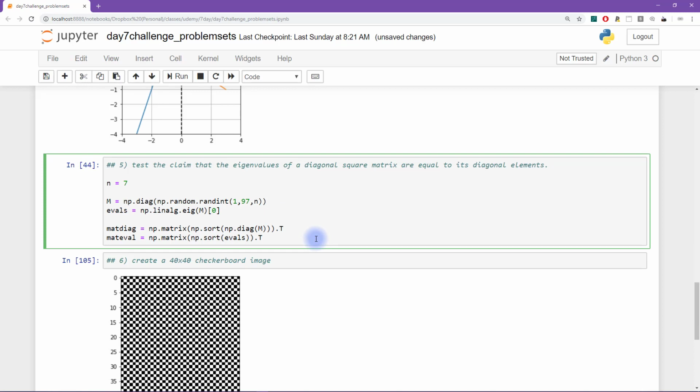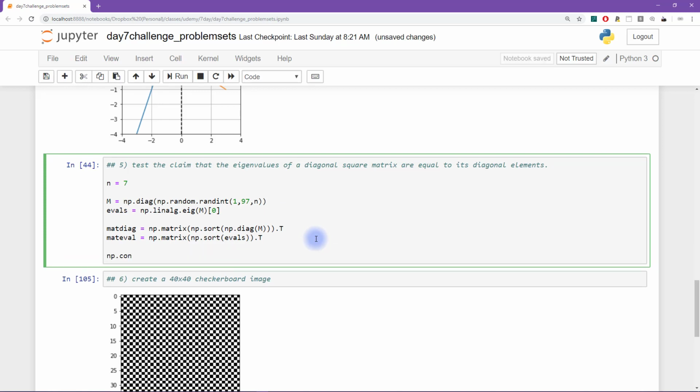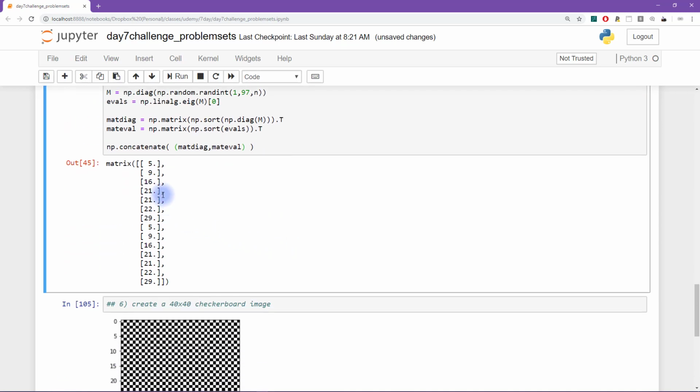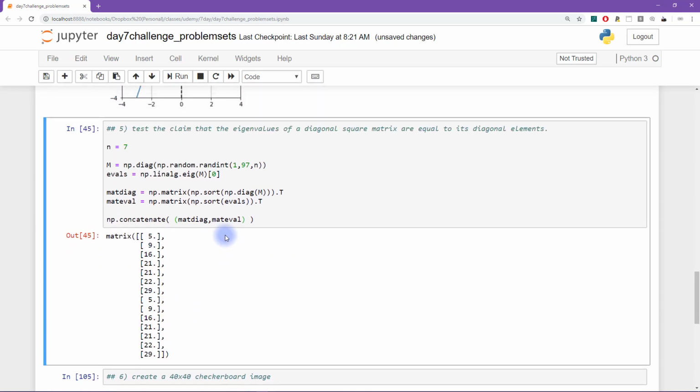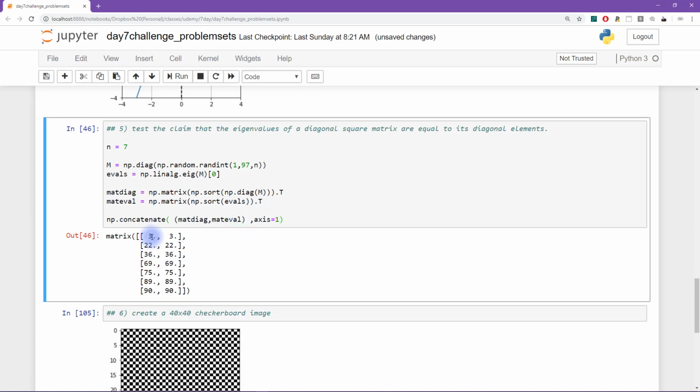All right, and then let's see, I'm going to start by concatenating these. So numpy.concatenate, and what I want to concatenate is the matdiag with mateval. So let's see what this looks like. Okay, so here we actually get one really long column vector, but that's concatenating along the wrong dimension. So therefore, I'm going to write axis equals 1, where the default is axis equals 0. So now we get two columns, and you can already visually see that these are the same.